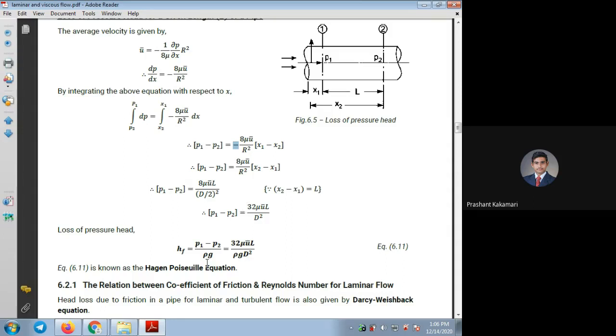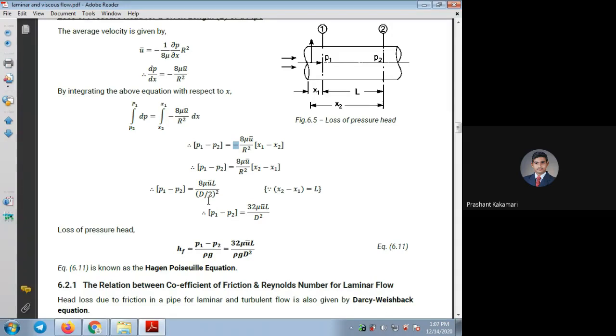Now I can write the difference of pressure, P1 minus P2, equal to 8 mu u bar into L divided by r square. What is capital R square? Capital R is only the radius. If you need it in terms of diameter, you can write it in diameter, or you can keep the radius as it is, not an issue. Both are the same. If I want it in diameter, I can write the radius as d by 2, so d by 2 whole square, right?